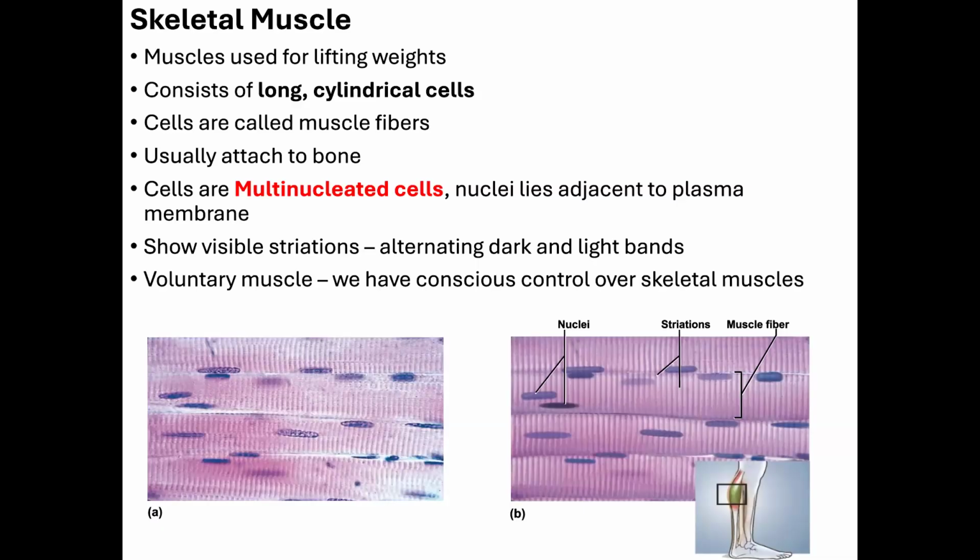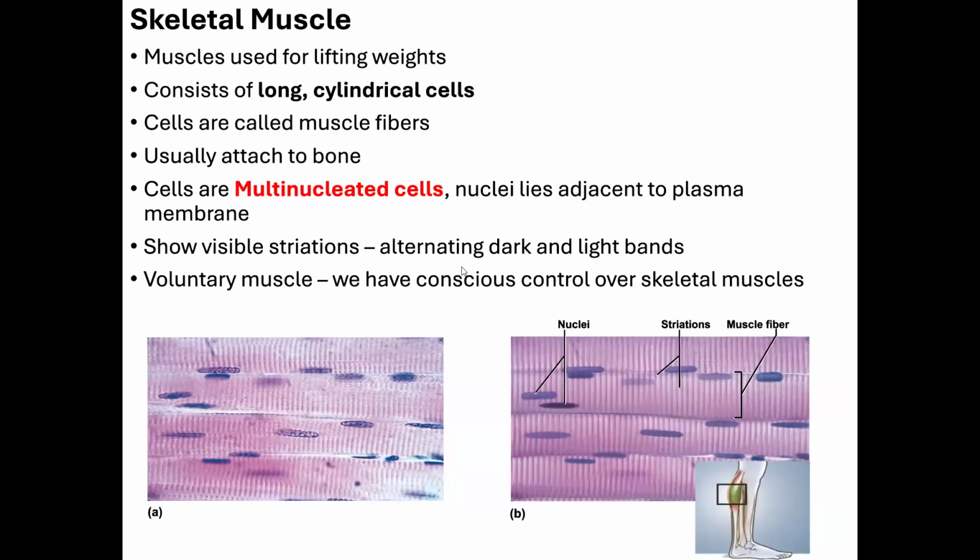It's got more than one nucleus. So cells could have one nucleus, which is normal. Some cells have multiple nuclei. And a classic example is the skeletal muscle or skeletal muscle fiber. So you have to remember the cells of a muscle are called muscle fibers.